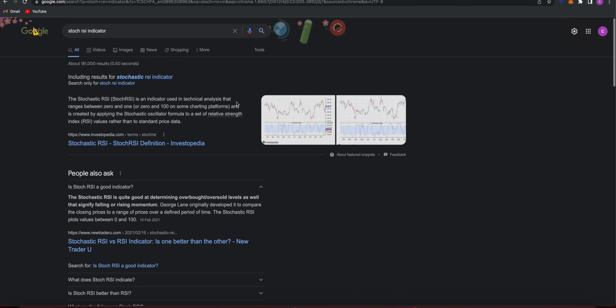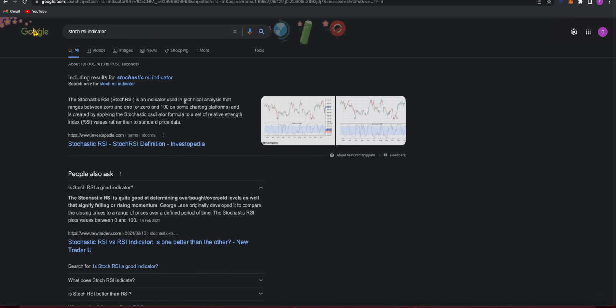The Stochastic RSI indicator is an indicator used in technical analysis that ranges between 0 at the floor and 1, or 0 and 100 on some platforms, and is created by applying the stochastic oscillator formula to a set of relative strength index values, rather than to standard price data. So it bases it off some sort of RSI, the strength of the coin basically at the time.